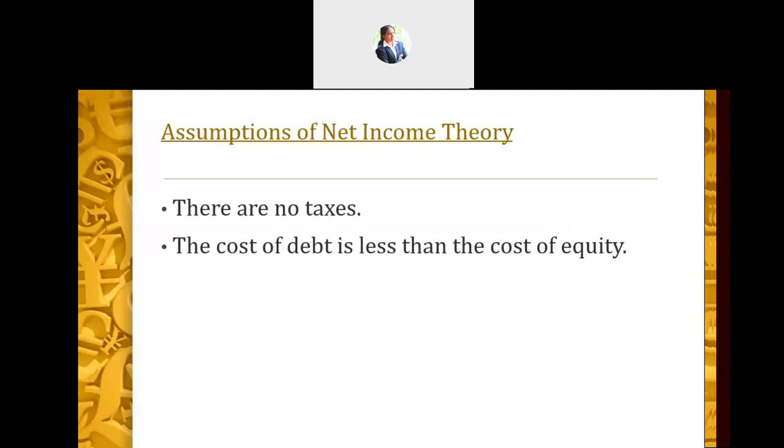The second one is that the cost of debt is less than the cost of equity. These are the two kinds of capital that a company uses in its capital structure. On one hand, we have debt, and on the other hand, we have equity. Each source of capital has its own cost. But it is considered that the cost of debt would be less compared to that of the cost of equity.